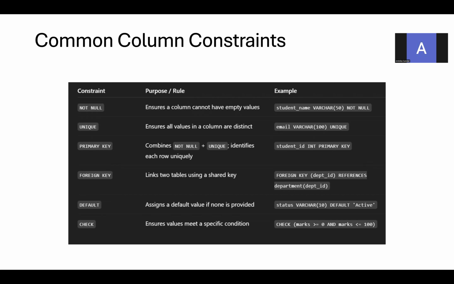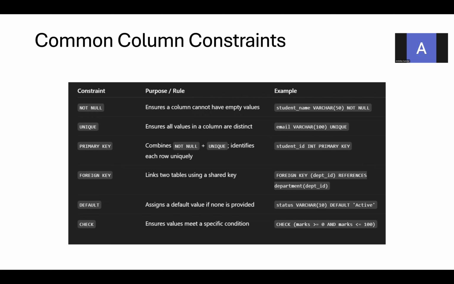Default means it assigns a default value if none is provided. For example, status. Status is the column which is going to have varchar of 10. Default, I am going to set this status as active. You are going to give some default value for that column using the keyword default.